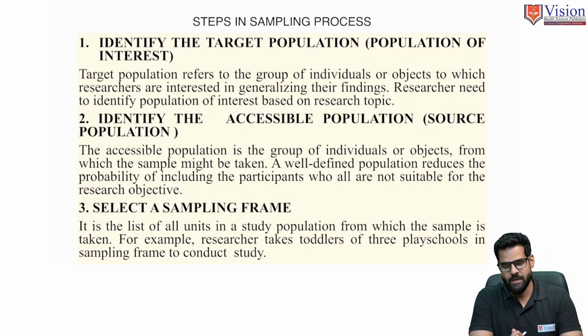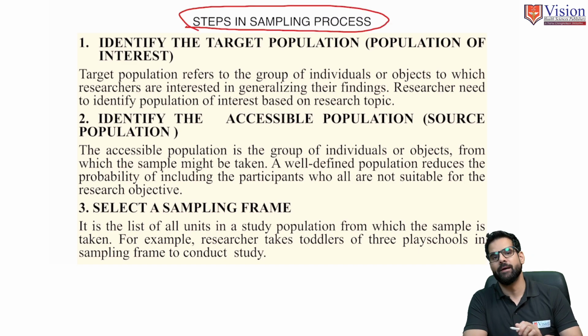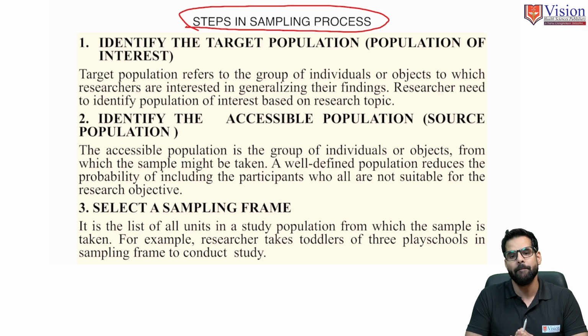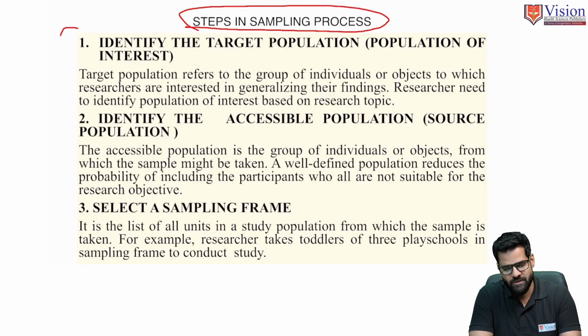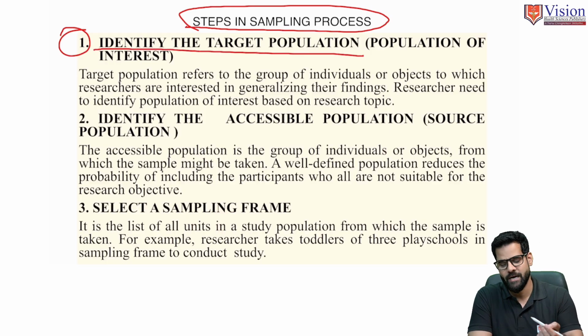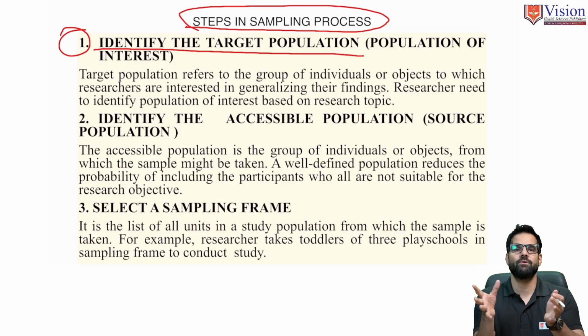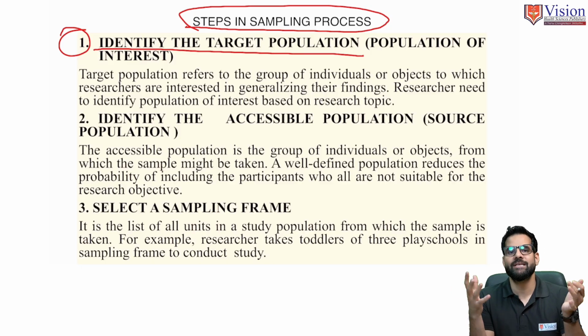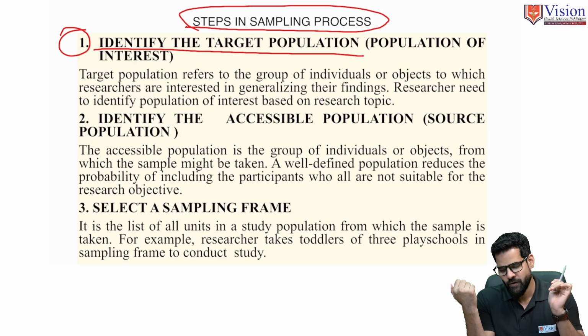Next, we'll talk about another important point here, the steps in the sampling process. Okay, sometimes they ask this question in exams for 5 or 7 marks. What are the steps one has to follow while deciding a sample, or selecting the sample? So very simple. The first one is to identify the target population, which I have already told you about. It is the overall population, the group of people from whom you are going to generalize your findings.